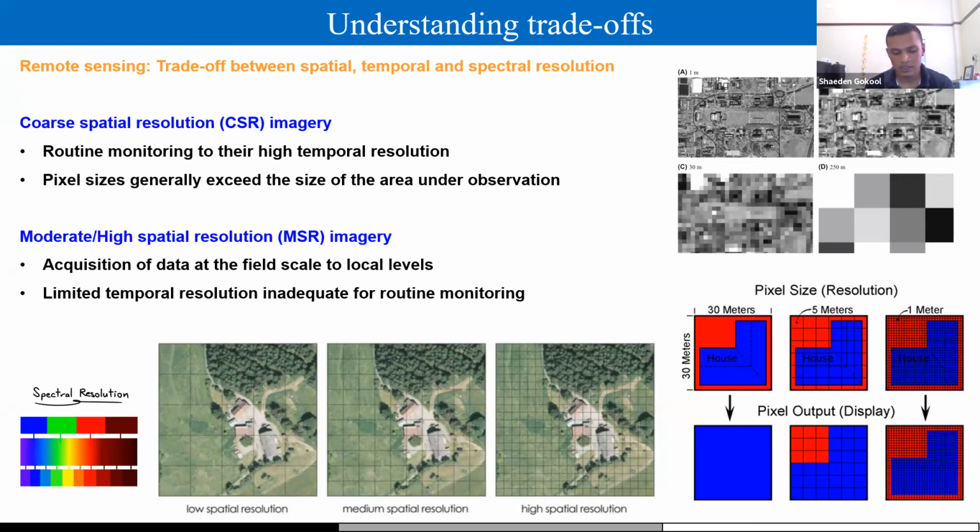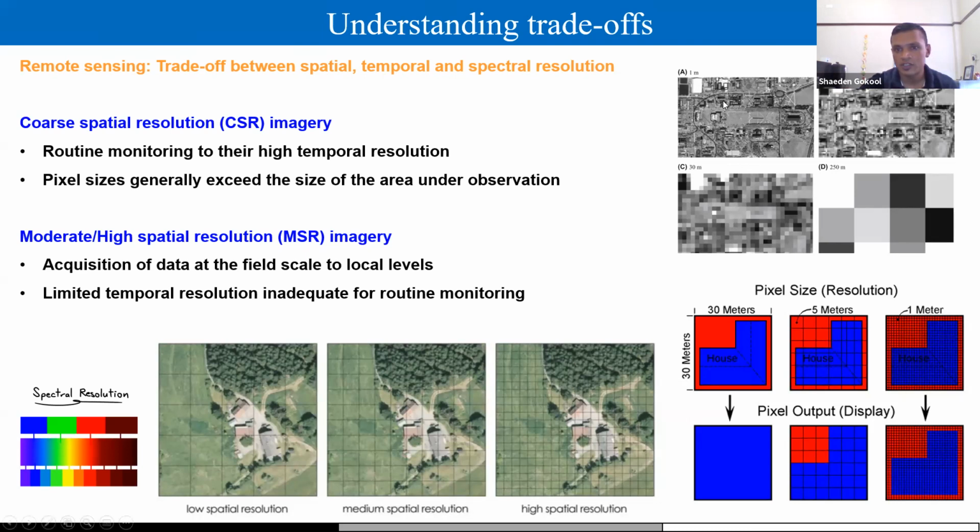All right, so the next important concept to understand is the resolution of the sensors that you're working with. So you generally get this trade-off between spatial, temporal, and spectral resolution. And this is probably more significant for the freely available data sets, but it can be applicable to the commercially available products as well.